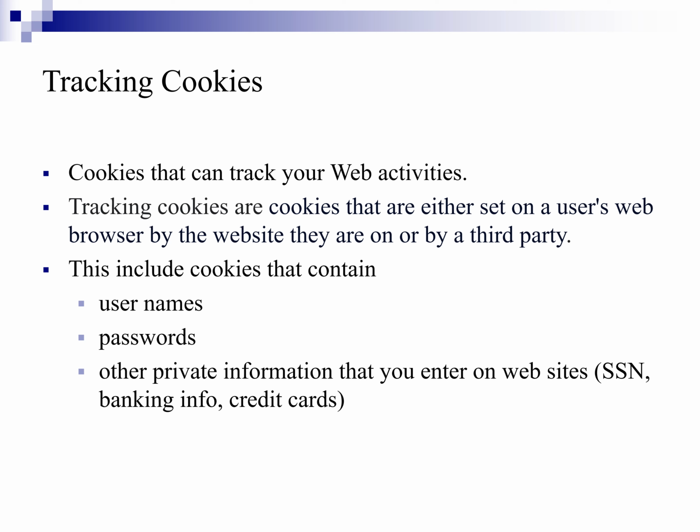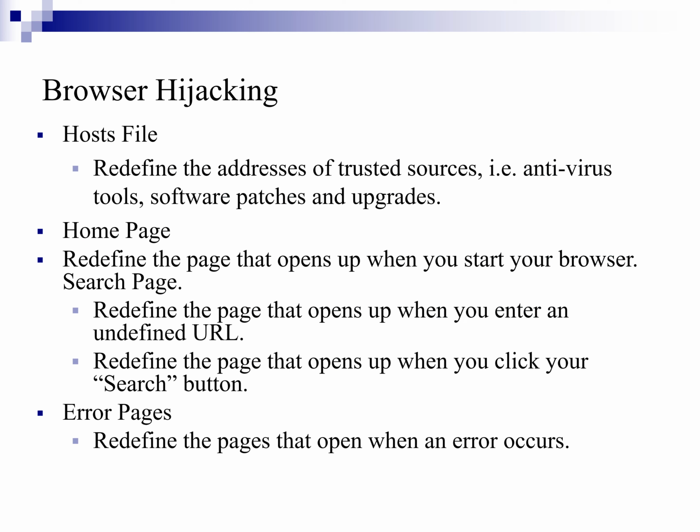The first one is tracking cookies: cookies that can track your web activities. Tracking cookies are cookies that are either set on a user's web browser by the website they are on or by a third party. These include cookies that contain usernames, passwords, and other private information that you enter on websites, such as SSN, banking information, or credit cards.